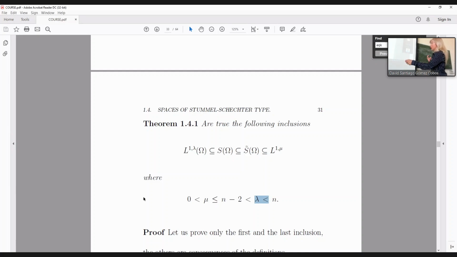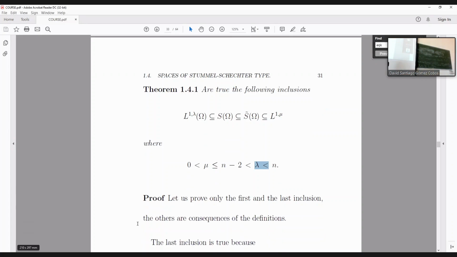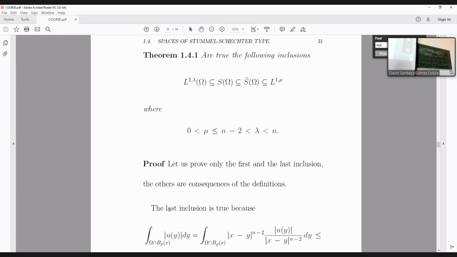What we have to really prove is the last one. The first one is trivial because in this space the quantity tends to 0, and here it is only bounded. Well, now let us prove the first one. But probably the last inclusion is more interesting, because the first one is a consequence of the definition of the space. So the really interesting case is the last inclusion.